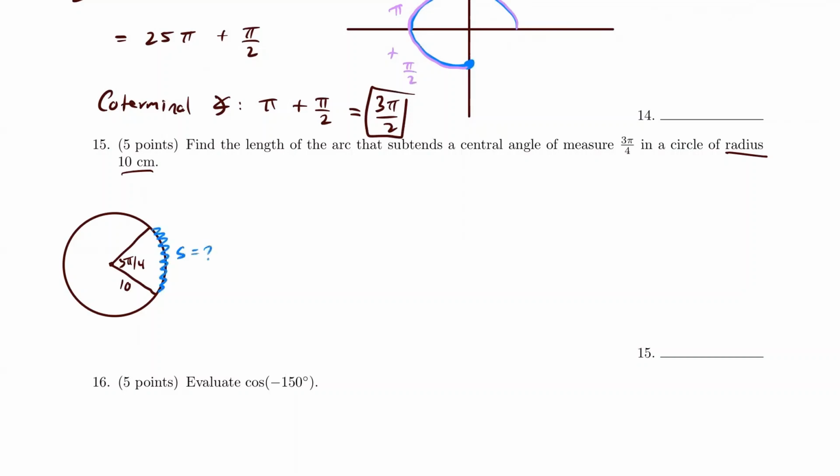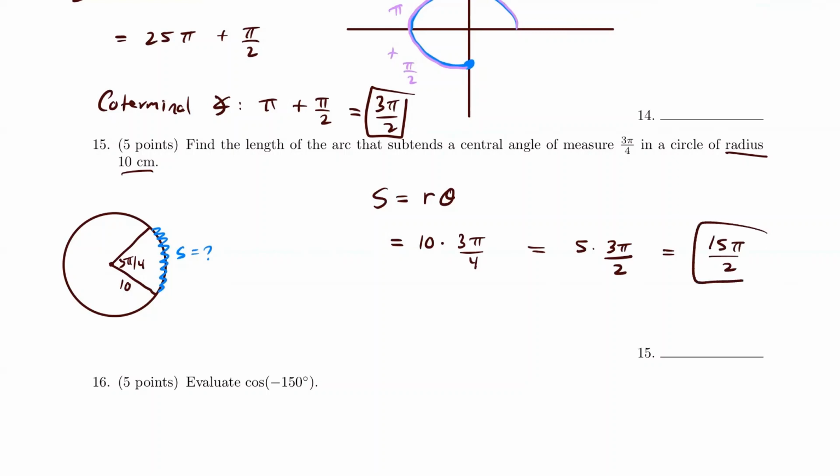Let's call that S. So we know that this arc is equal to r times theta, where theta has to be in radians. And we already know that theta is in radians. It's given, 3 pi over 4. Let's just substitute. So this would be 10 times 3 pi over 4. That will be S. Now you can simplify the numbers. So 10 and 4, you can reduce that by 2. So you'll have 5 times 3 pi over 2. And then this would give you 15 pi over 2. So that will be the length of this arc.